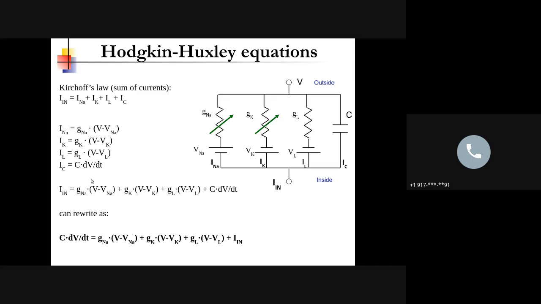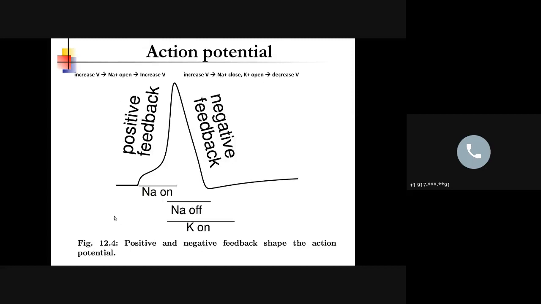Sodium rheostat branch, potassium rheostat branch, leak resistor branch and the capacitor branch. And then rearranging terms, which I screwed up somehow, there should be a minus sign here, there's a minus sign here, we get the equation, which now is not something that we can solve analytically, but is something that we're going to be able to solve on the computer.